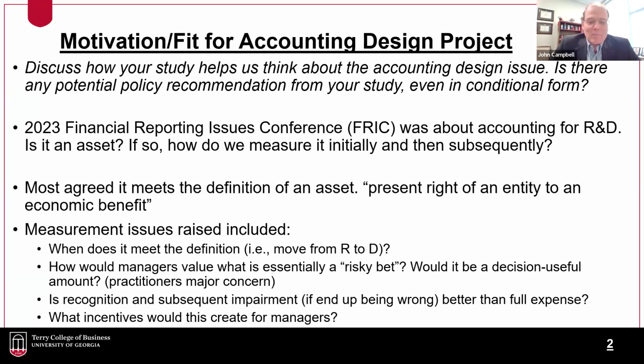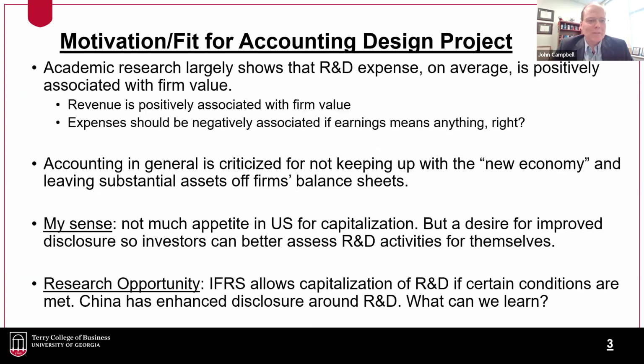By the way, if I'm auditing that, how am I supposed to audit that? And I think it became trickier. So then, if you recognize it as an asset and subsequently impaired, is that better than not? Is that better information than fully expensing? And the other obvious thing is, if you let managers capitalize it, will they not expense things that should be expensed for income smoothing purposes, income management, earnings management?